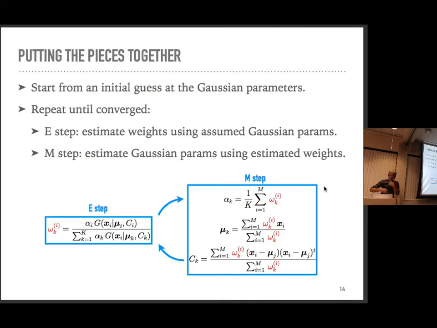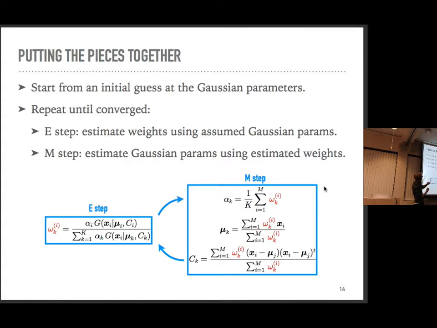Okay, but we now have all the ingredients, and if we put them together, the way the EM, or expectation maximization algorithm, works is that you start from some initial guess at your Gaussian parameters. It turns out it doesn't have to be a good guess, and then you repeat this cycle until you converge. You do an E step and an M step. An E step is when you estimate those weights, that long stripe of probabilities belonging to each Gaussian, and you assume that you know all the Gaussian parameters.